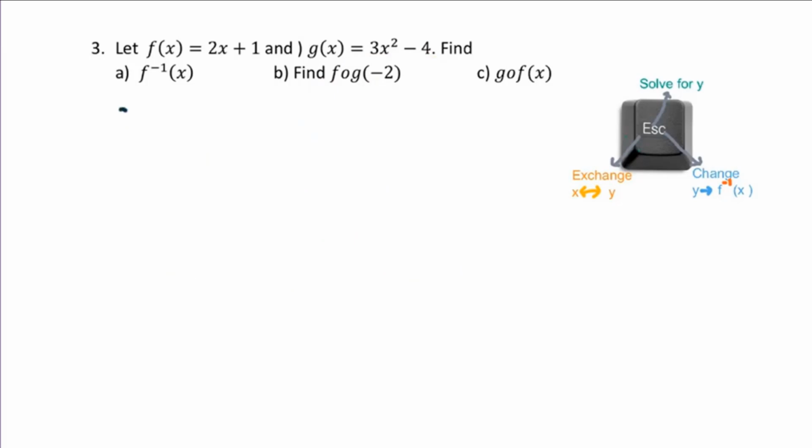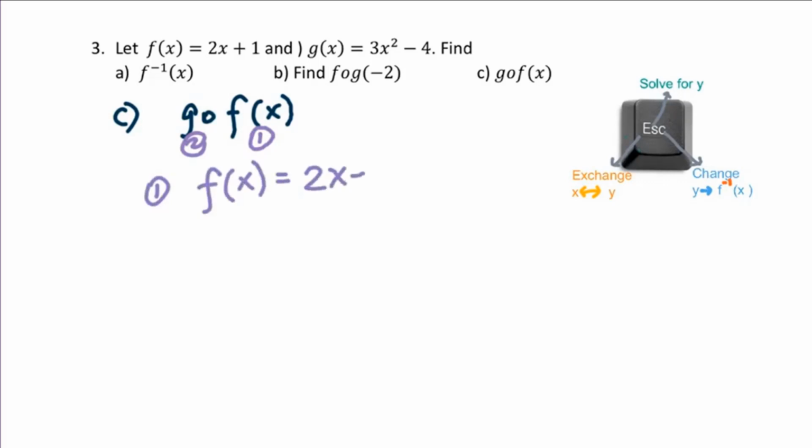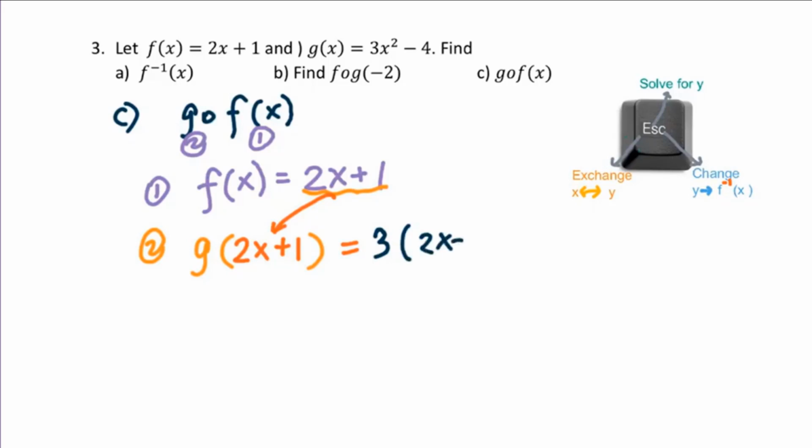Now let's go to C. I'm looking for g of f of x. Still inside first. First step, we're working on f of x equals 2x plus 1. For the second step, g of whatever you got over here, drop down 2x plus 1. Therefore, for the g function, every single x turning into 2x plus 1. We got 3 times 2x plus 1 squared minus 4.